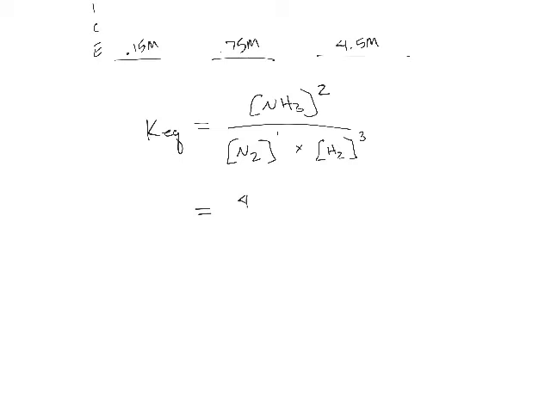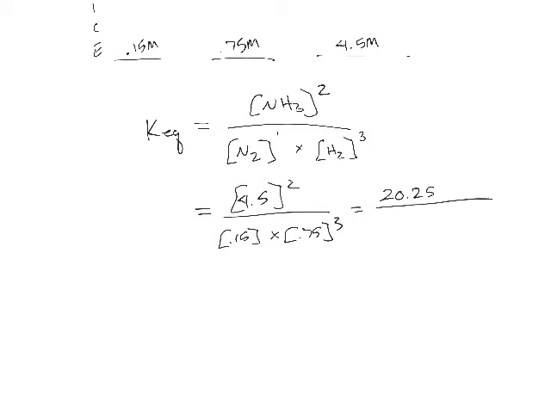So in this case, 4.5 squared has to be divided by 0.15 times 0.75 cubed. If you did these calculations on your calculator, 4.5 squared is 20.25, and 0.15 times 0.75 cubed will give you a small number, 0.063282125. And then all that's left to do is to divide the top by the bottom. So 20.25 divided by this long number in the denominator would give you a Keq equal to 320.